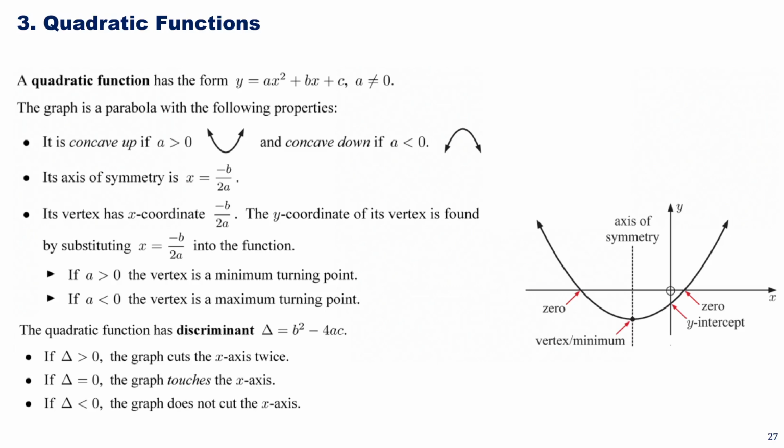Make sure you are familiar with the properties of a quadratic function. First is concave up if a is greater than 0, and concave down if a is less than 0. So the sign of a determines its opening direction. Its axis of symmetry can be expressed as x equals negative b over 2a. Its vertex has x coordinate negative b over 2a. And of course, the y coordinate of its vertex is found by substituting x equals negative b over 2a into the function.